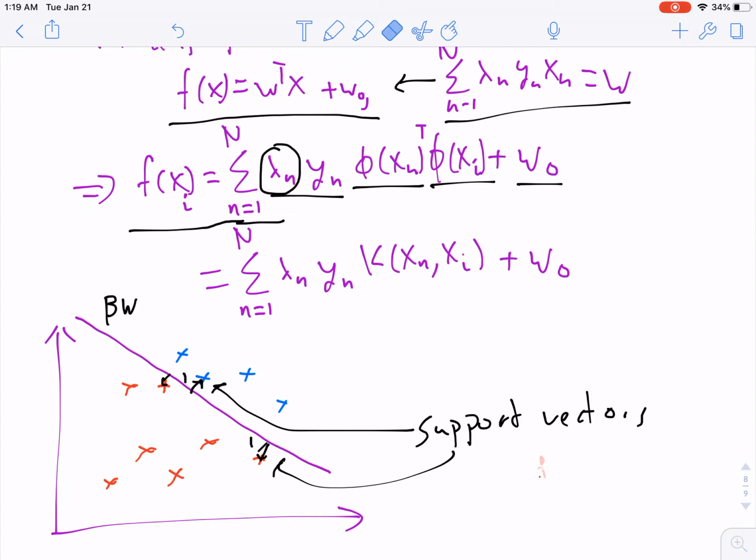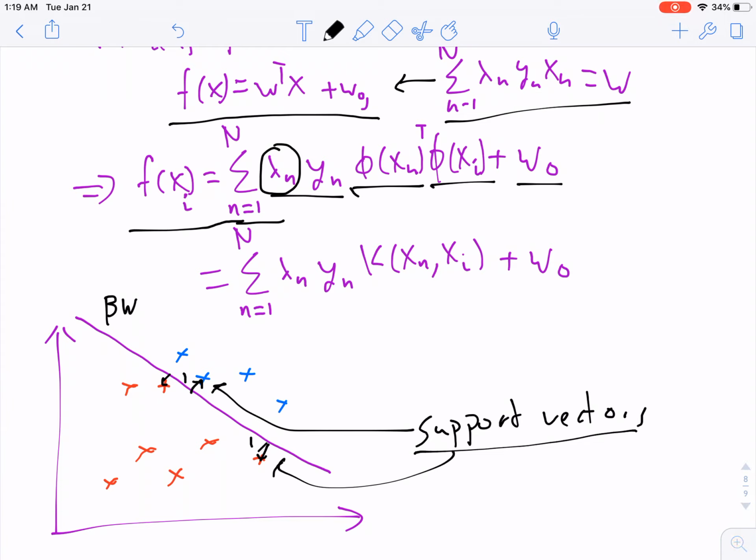So even though we have a lot of data points, the only thing that we really need to predict for new xi's is the data points that are closest to the margin, the ones that essentially define exactly where the margin is placed. We call these the support vectors, and that's why overall this technique is called support vector machine. So that's one thing that makes our calculations really convenient.